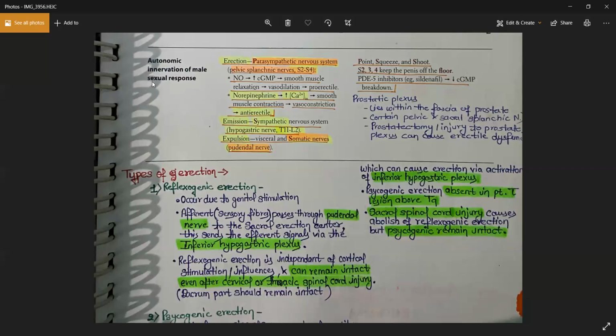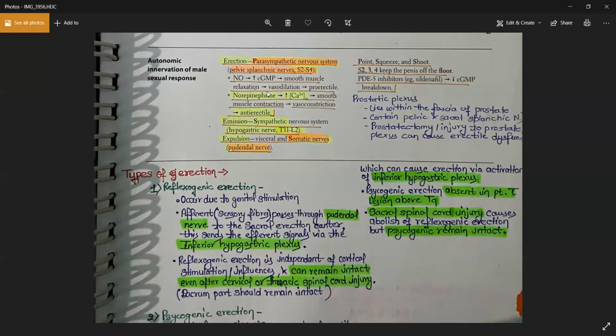Now, whenever the erection is going to happen, first you have the parasympathetic supply. Whenever the parasympathetic nervous system is activated, it will transmit the impulses via the pelvic splanchnic nerves, that means S2, S3, and S4. They will release nitric oxide that will cause the release of cyclic GMP, and that will cause the vasodilation. Whenever the vasodilation happens, you will have a filling of the corpora cavernosa. The cavernosum will fill with the blood, and you will have the penile erection.